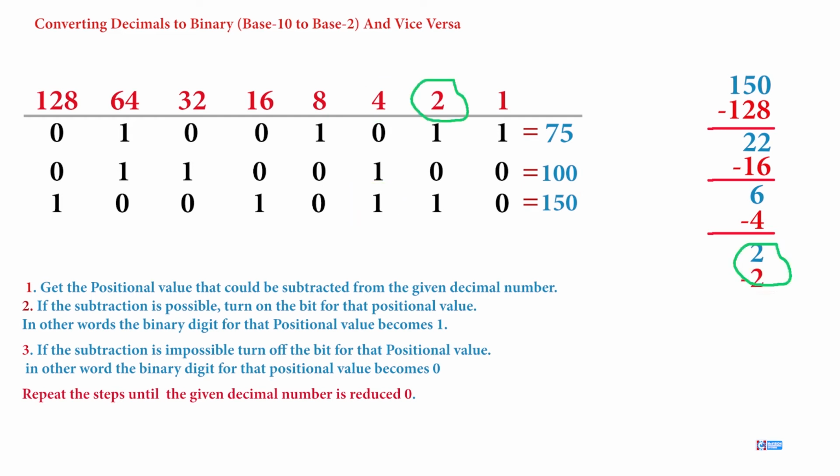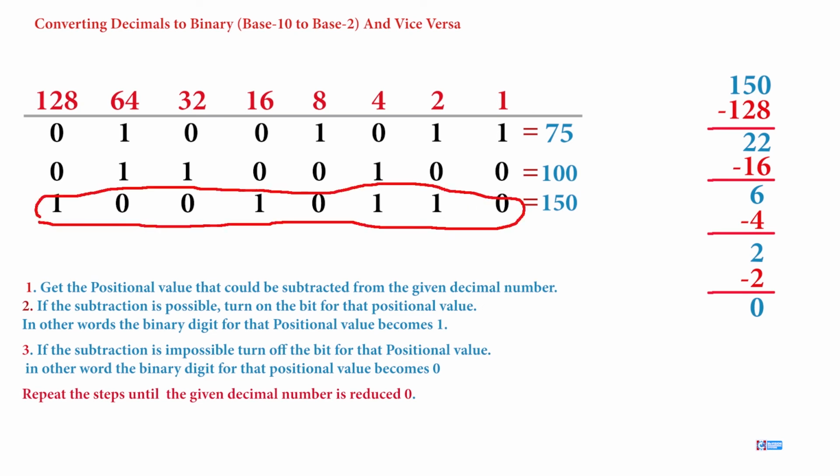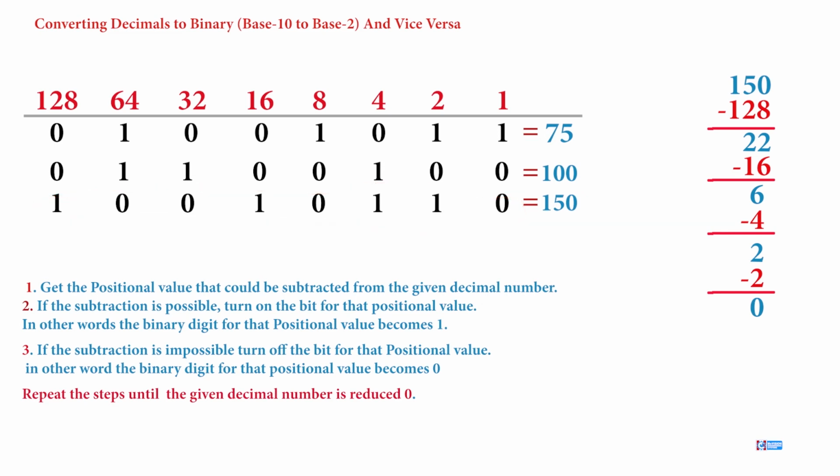And 2 minus 2 is also possible, so we put 1 here. Lastly, we cannot subtract 1 from 0, so we put 0 here. This is how we got the binary digits 100101110.